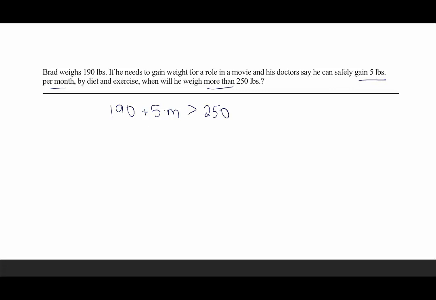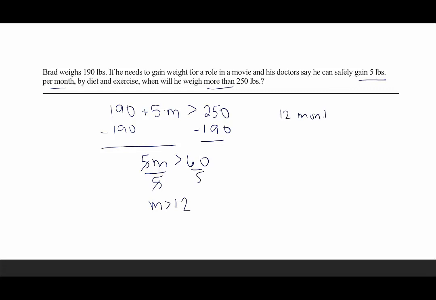So let's see how long it's going to take. We'll subtract 190 from both sides, and we get 5m is greater than 60. Divide both sides by 5, and we figure out that it's going to take him 1 year. It's going to take 12 months to accomplish this safely.